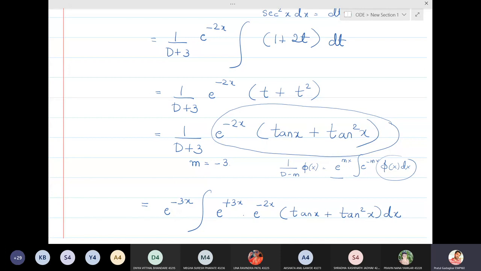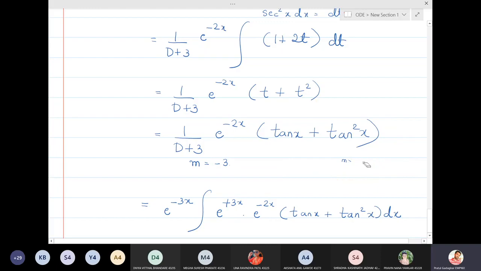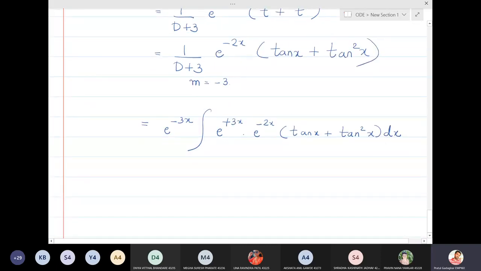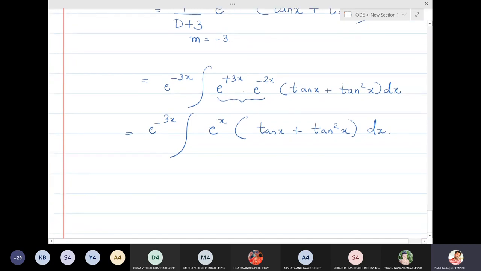Okay, and just erase the annotations now. Fine. So this will be equal to e raised to minus 3x integration e raised to x into tan x plus tan square x dx. Okay, so the time comes that now I must know how to integrate this particular person, but I know that tan square can be replaced by sec squared minus 1.